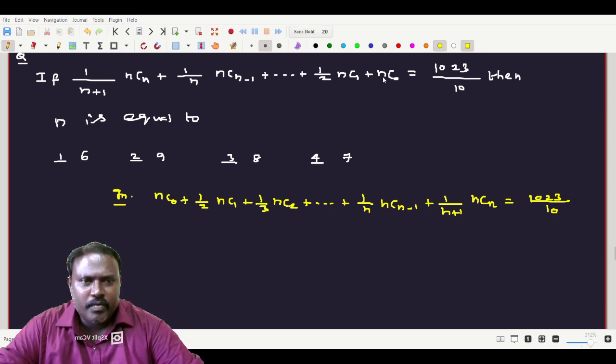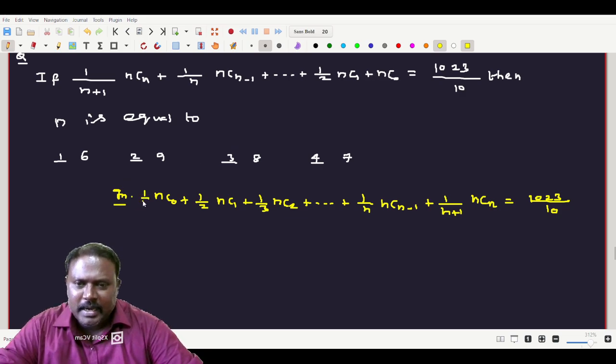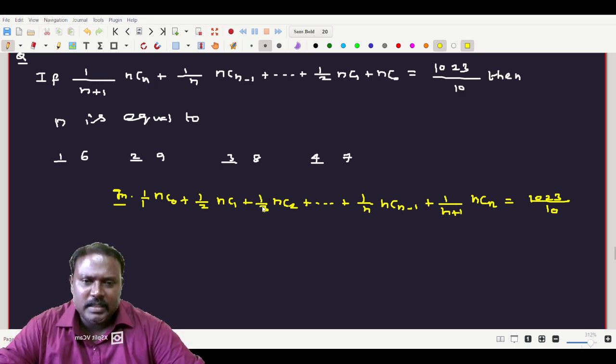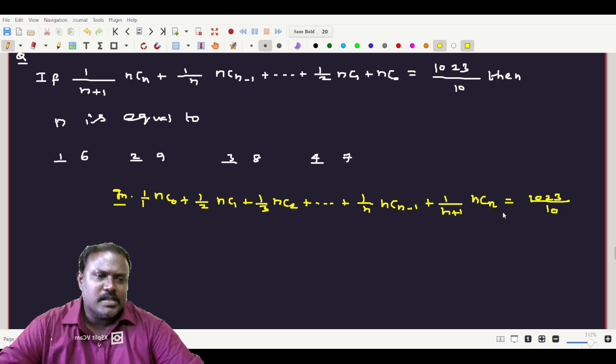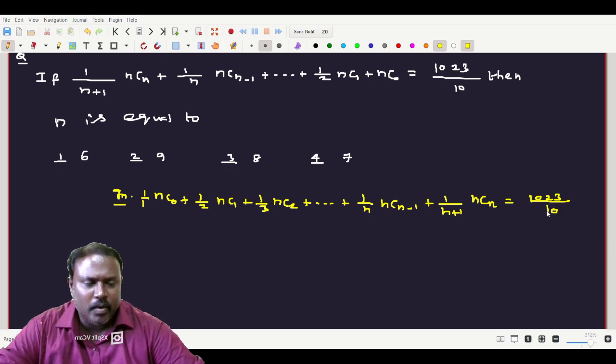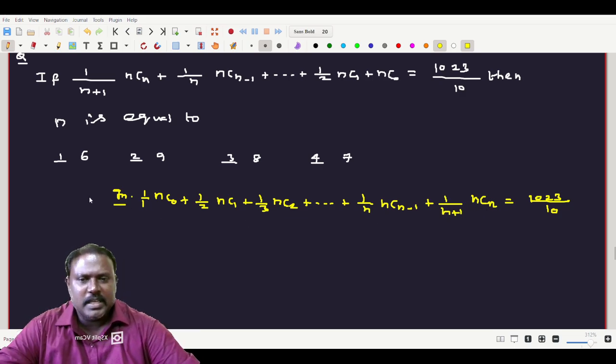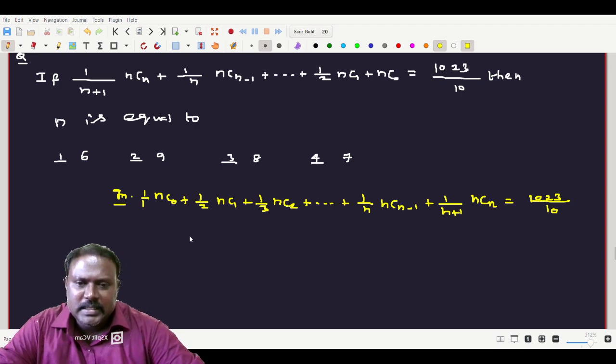So first this term I can write as 1 by 1 into NC0. This is 1 by 2 into NC1, etc. This is the next term, 1 by 3 into NC2, etc. 1 by n into NC n minus 1. This is 1 by n plus 1 into NCN, equals 1023 divided by 10. Now let us rewrite this in the summation notation.